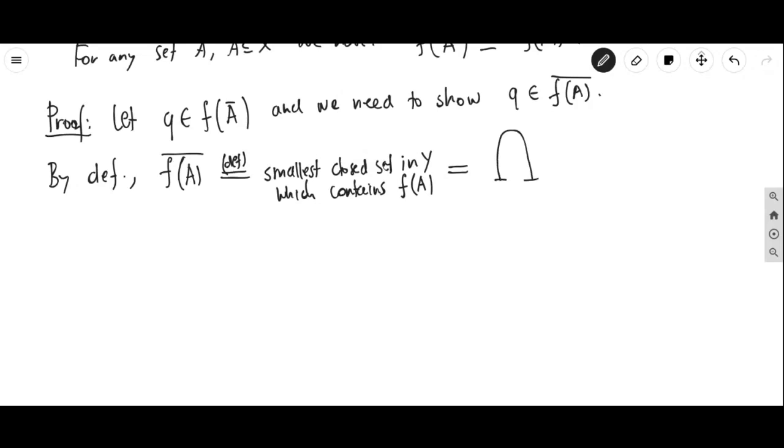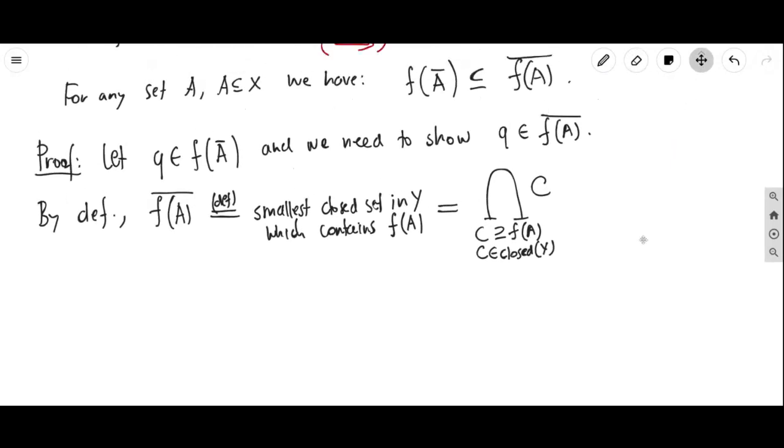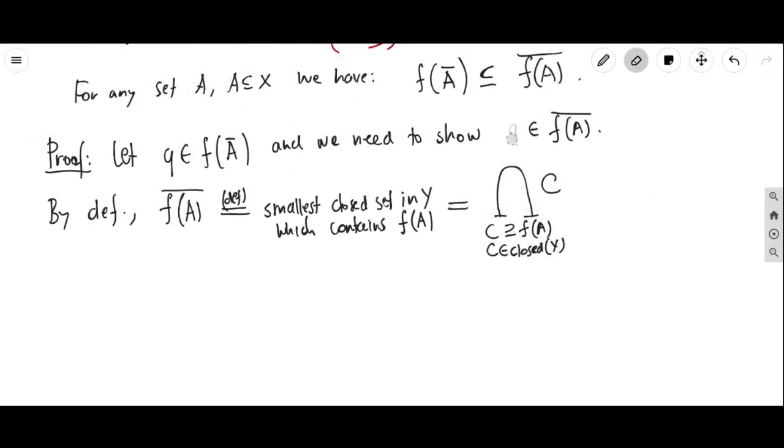If you want to write it using intersections, you would write it like this. It's the intersection of all closed sets C, where C contains f of A and C is closed. Let me write it like this: C is an element of the closed sets of Y, and C has to contain f of A. So it's the intersection of all of those. So what are we saying? We're saying that Q has to belong to this. If it belongs to this object, that means Q is in the intersection.